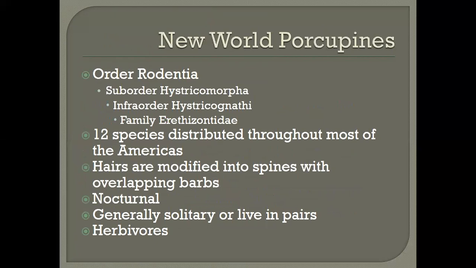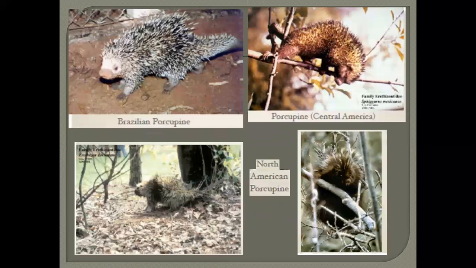The New World porcupines have 12 species in the Americas. Their hairs do have barbs in them. They are nocturnal, generally solitary or living in pairs, and they are herbivores. These are different from some of the other porcupines.